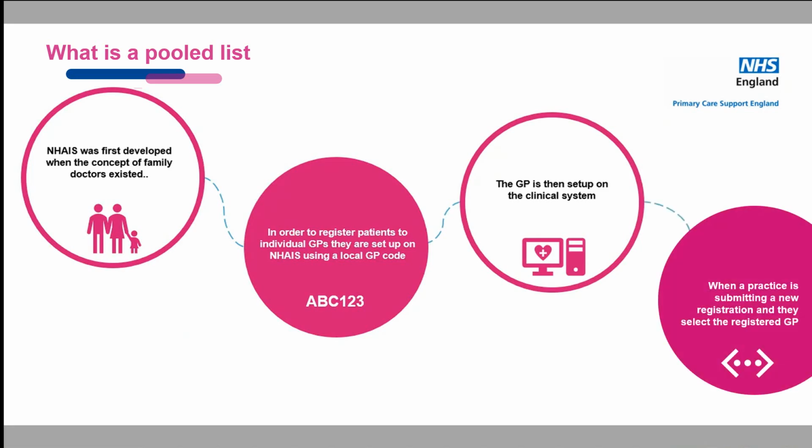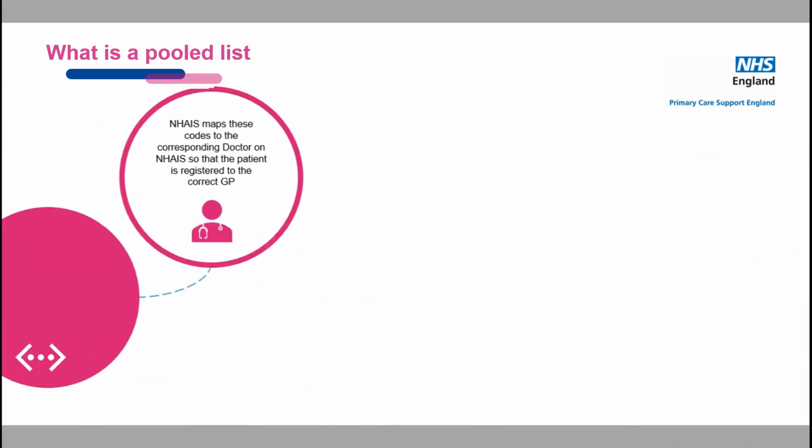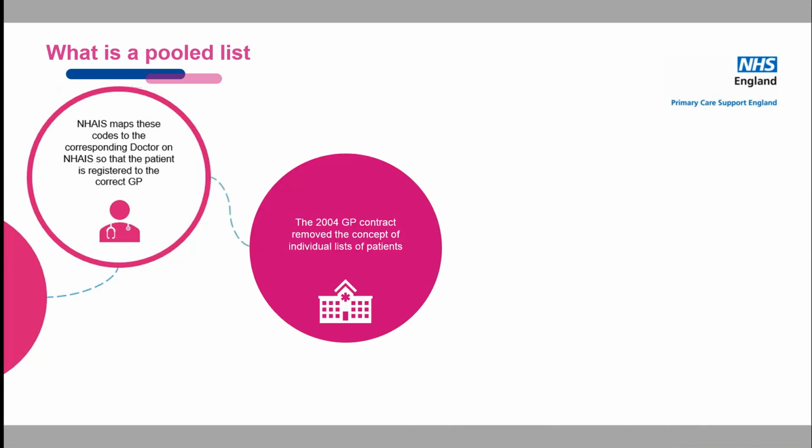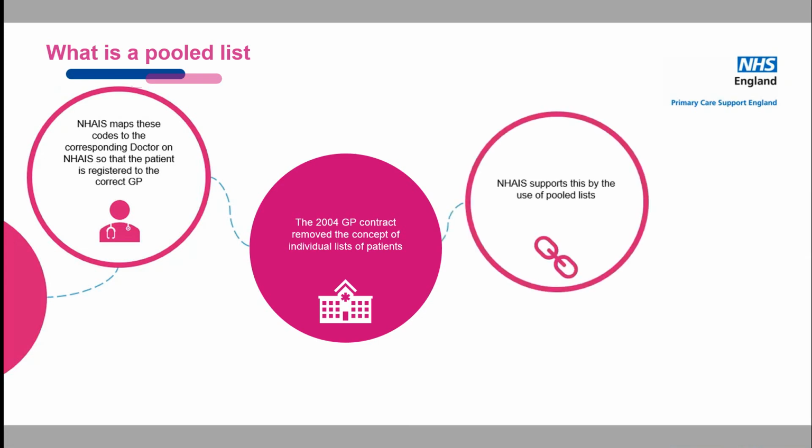When a practice is submitting a new registration and they select the registered GP, the local GP code and GMC number associated with that GP are transmitted through GP links to NHS. NHS maps these codes to the corresponding doctor on NHS so that the patient is registered to the correct GP. The 2004 GP contract removed the concept of individual lists of patients against GPs, and it introduced the concept of patients being registered to the practice. This is supported by NHS using pooled lists, a dummy GP with the same codes as above that patients can be registered to. This is seen as being registered to the practice.